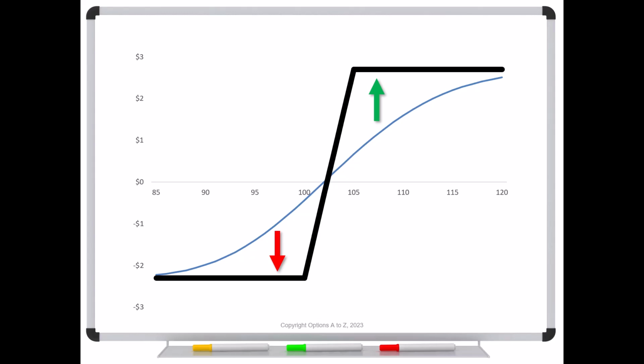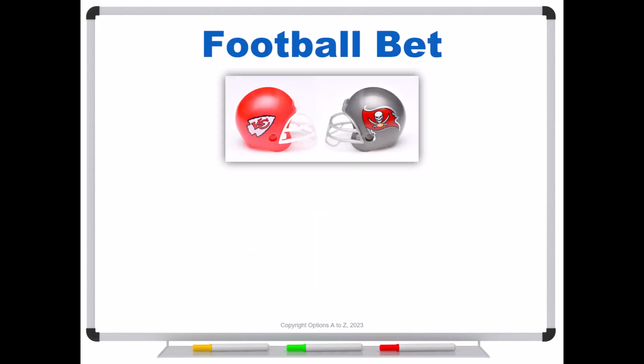Well, there's a very good analogy. Let's think of a bet, maybe a football bet. Let's say that we have Kansas City and Tampa Bay playing, and we're going to bet $250. That was the value of the spread at maximum gain. So let's say that you take Kansas City, I take Tampa Bay, and at the end of the first quarter, the score is 0-7 in favor of Tampa Bay. So I turn to you and say, hey, you owe me $250 because my team is in the lead.